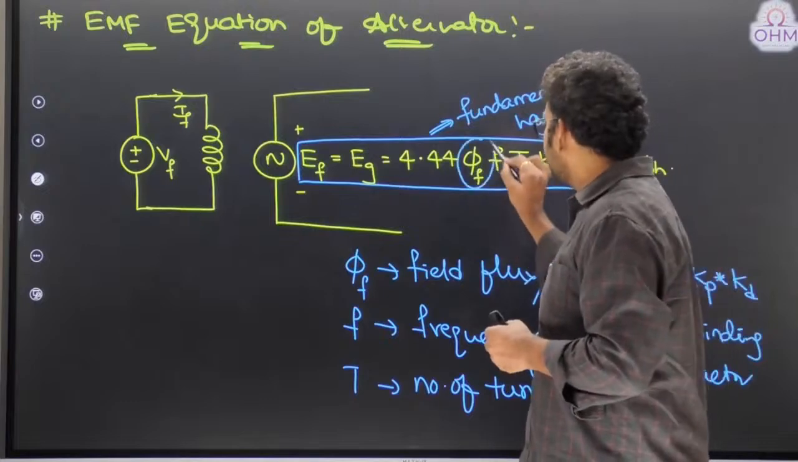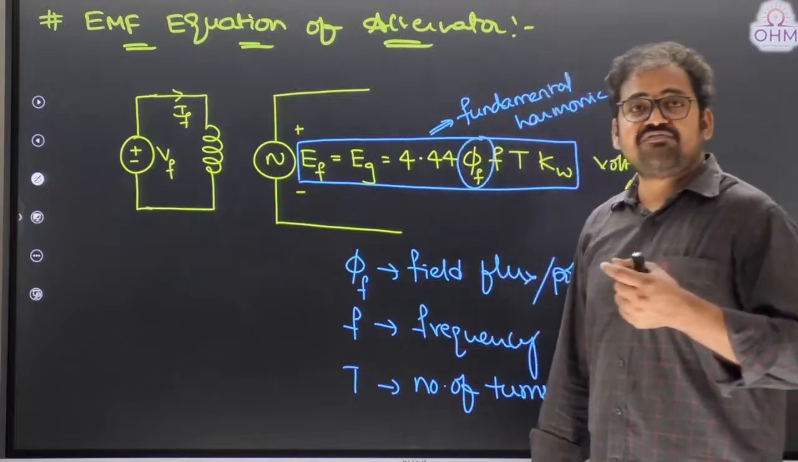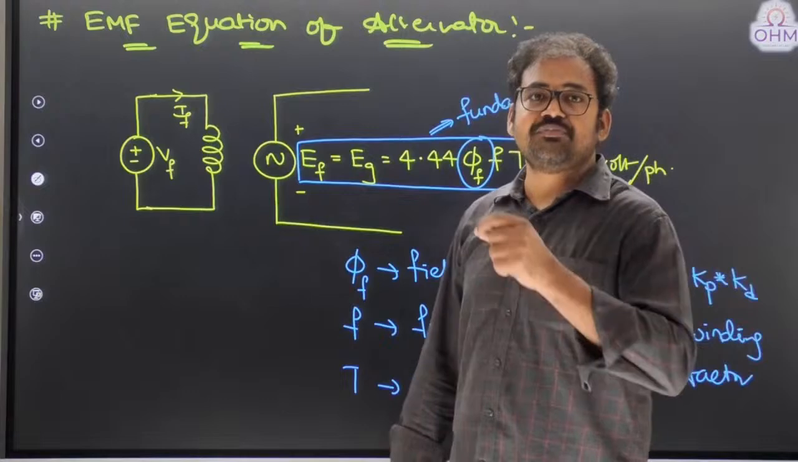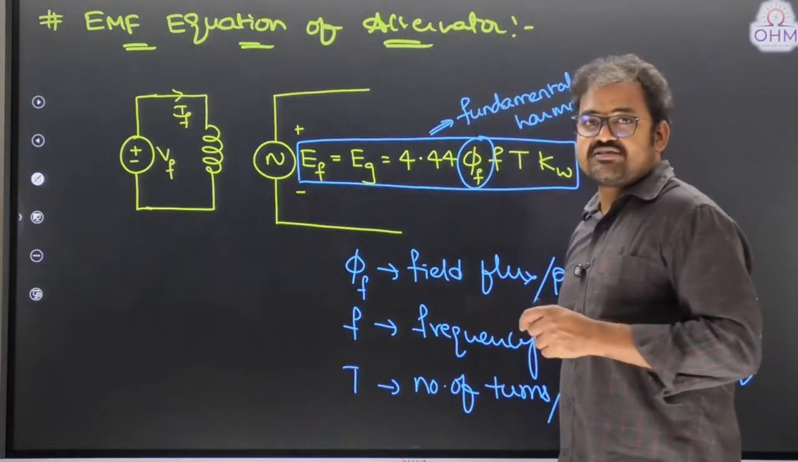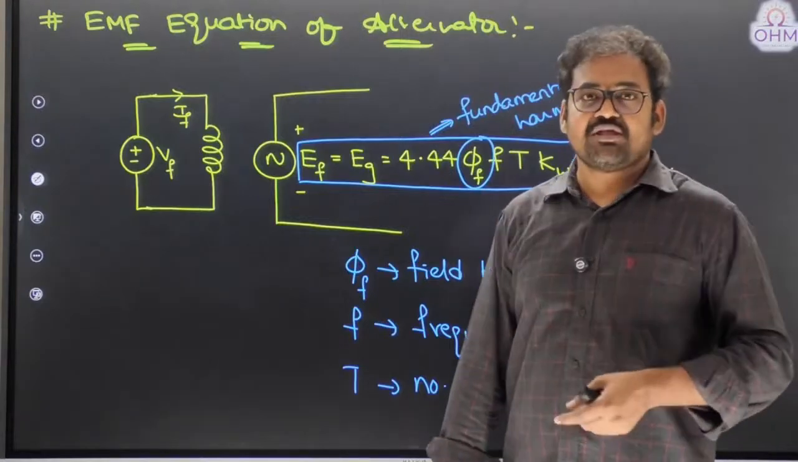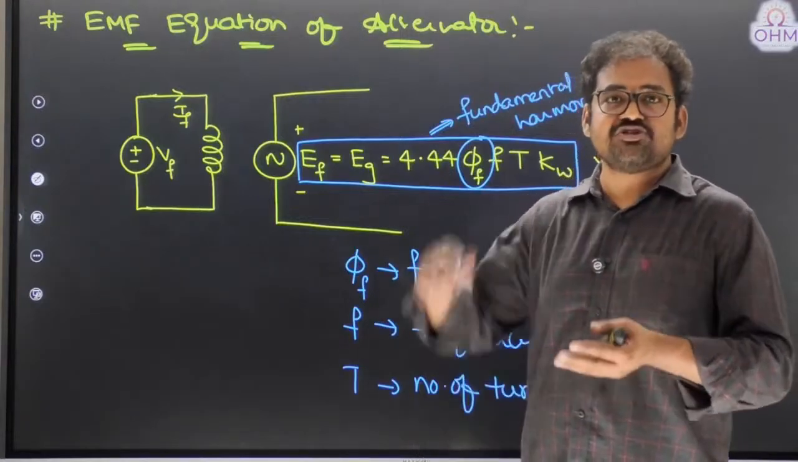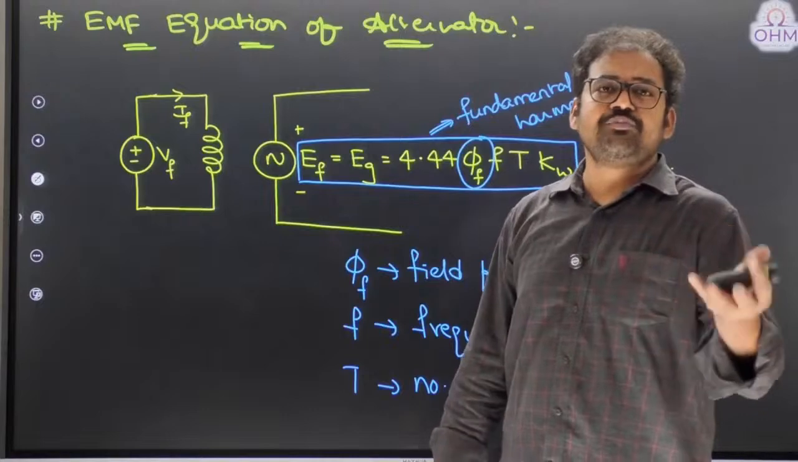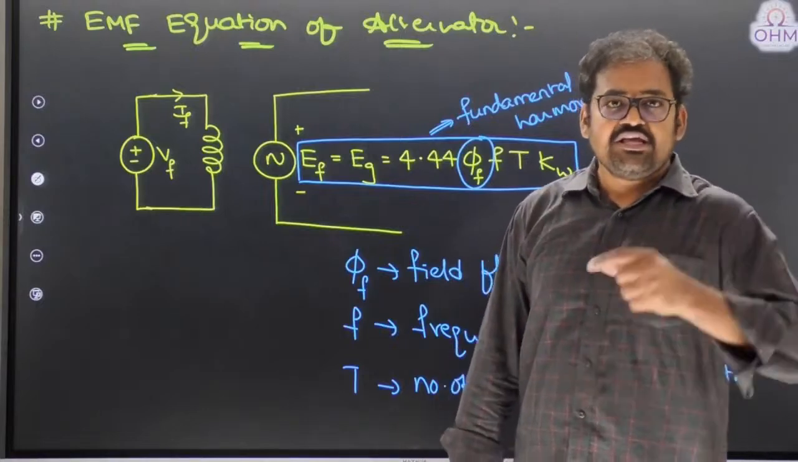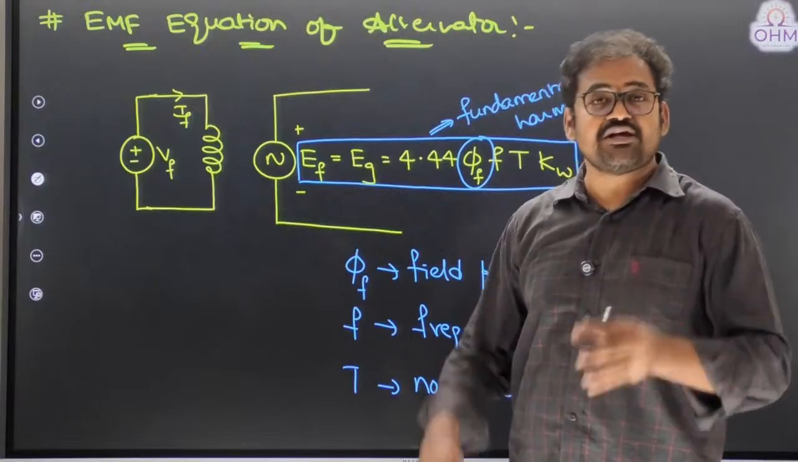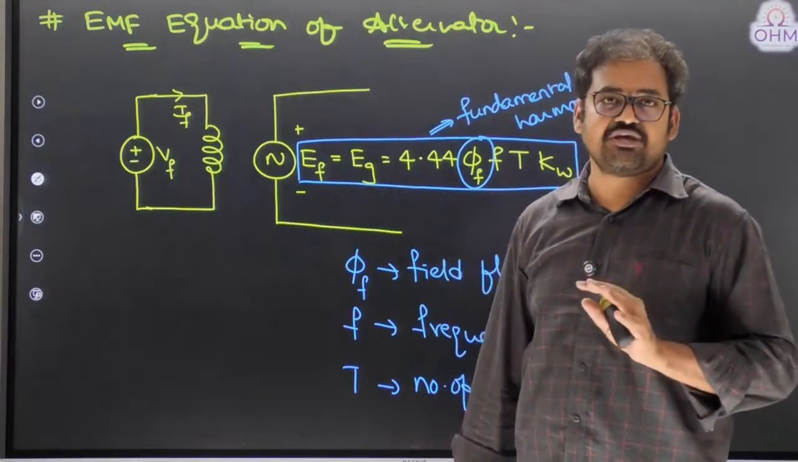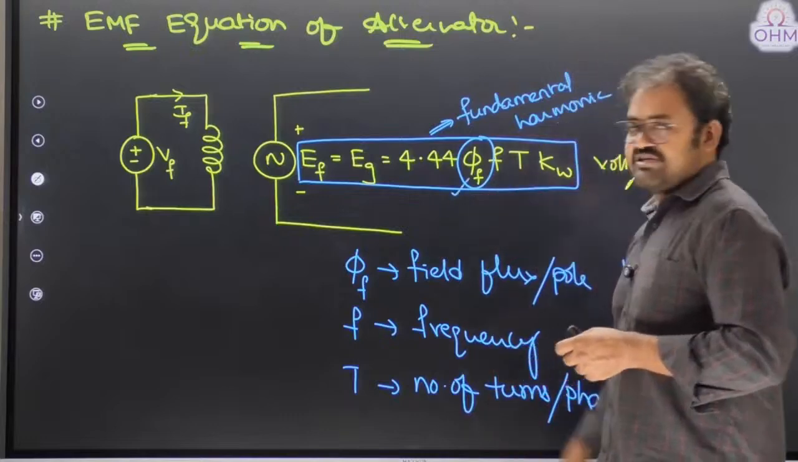The flux per pole value will change. For every harmonic, flux per pole will not be equal. Suppose the fundamental flux per pole is, let us say, 10 milliweber; the third harmonic flux per pole magnitude will decrease. It may be 2 milliweber or 3 milliweber only. If you go to the fifth harmonic, the flux per pole will further decrease. That will always be mentioned in the problem. Yes, flux per pole will change.